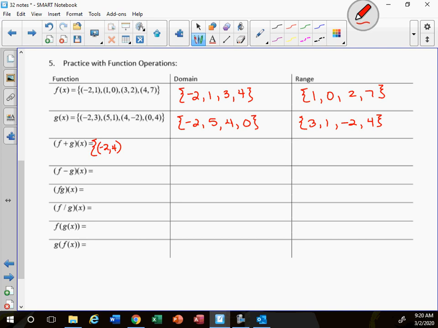So then I move on to the second point. The x value is a 1. Do I have a 1 as an x value in the second one? No, so I don't get to use that point. What about the next one? Input of 3. Do I get to use that one? No. What about the next one? Yeah, I can use those two, right? So when x is 4, what do I get for my y value? 5.